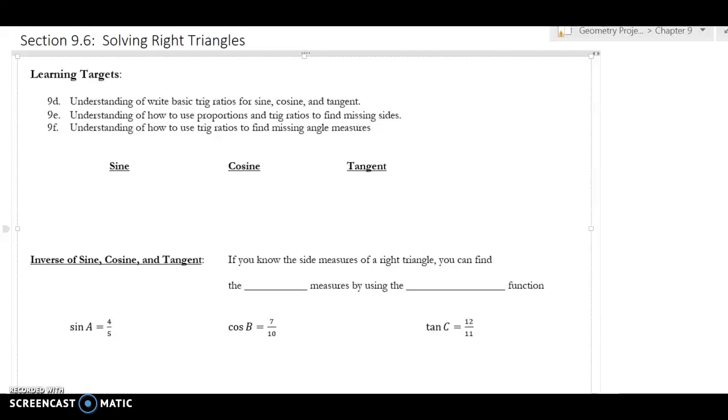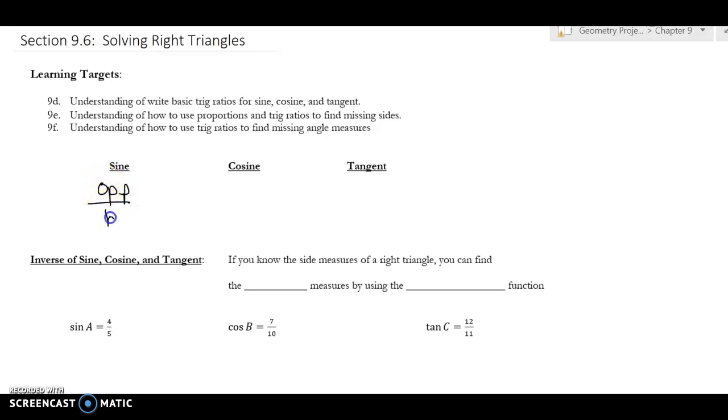Okay, so we're wrapping up chapter 9 with section 9.6, solving right triangles. Some things we just have to remember: sine is opposite over hypotenuse, cosine is adjacent over hypotenuse, and tangent is opposite over adjacent.